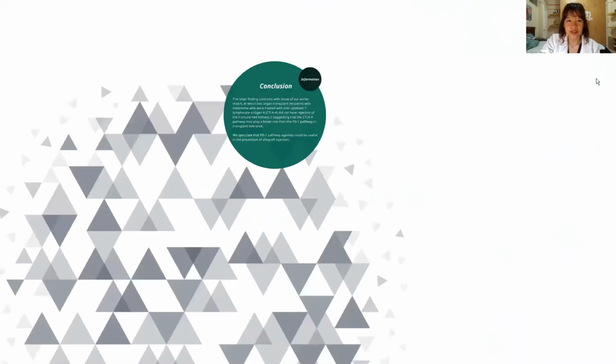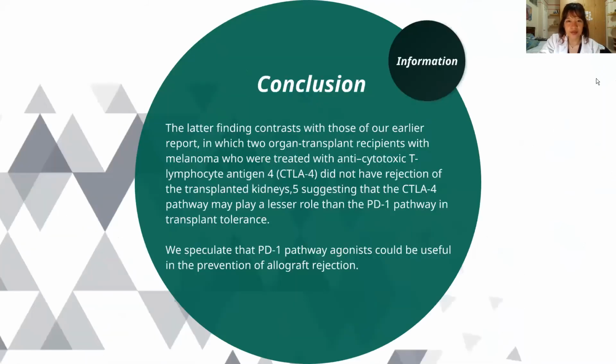Finally, we have conclusion. The latter finding contrasts with those of our earlier report, in which 2 organ transplant recipients with melanoma who were treated with anti-cytotoxic lymphocyte antigen 4 did not have rejection of the transplant kidneys, perhaps suggesting that the CTLA-4 pathway may play a lesser role than the PD-1 pathway in transplant tolerance. We speculate that PD-1 pathway agonists could be useful in the prevention of allograft rejection.